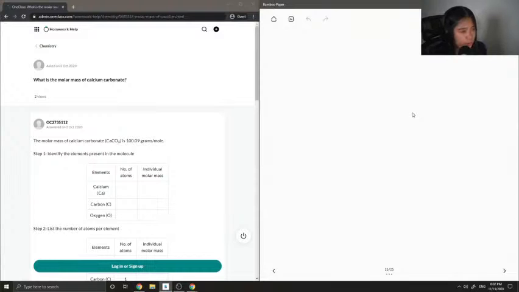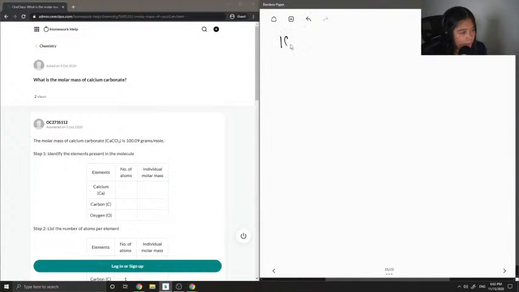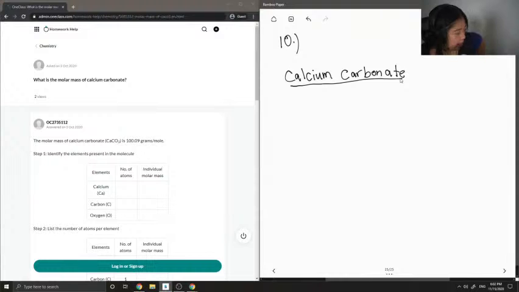Okay, so on to question 10. What is the molar mass of calcium carbonate? Calcium carbonate. If you don't know the chemical formula for calcium carbonate, let's try to analyze what it contains. It contains a calcium ion, which is Ca2+.